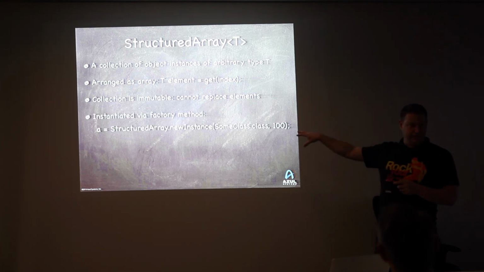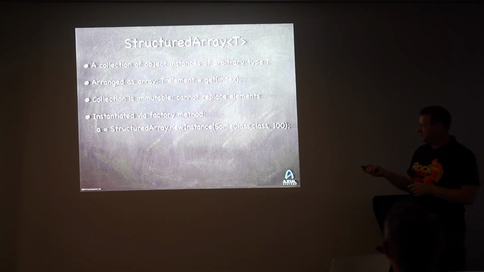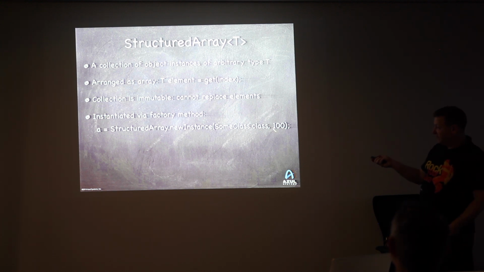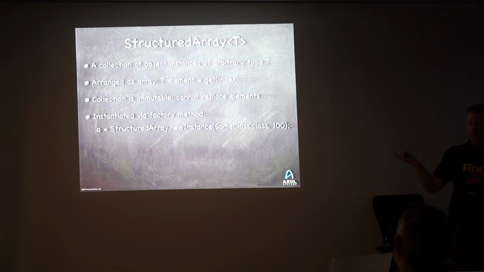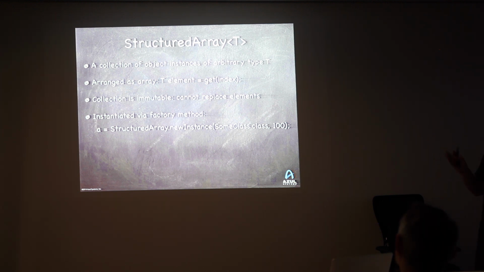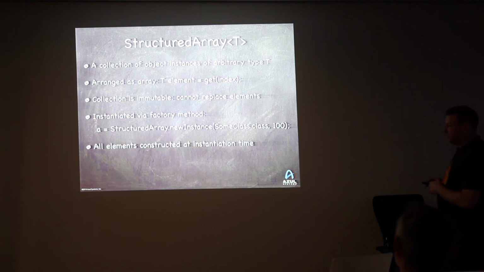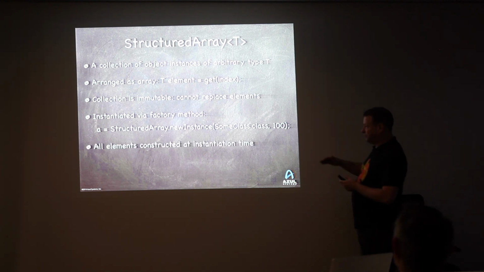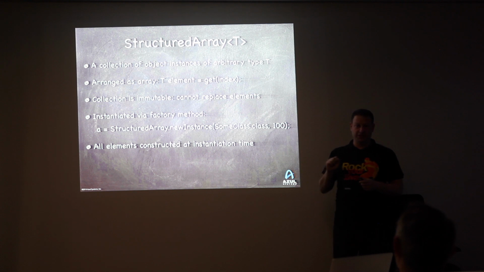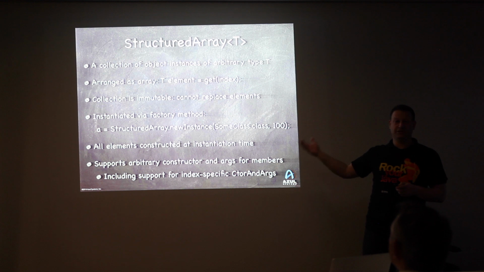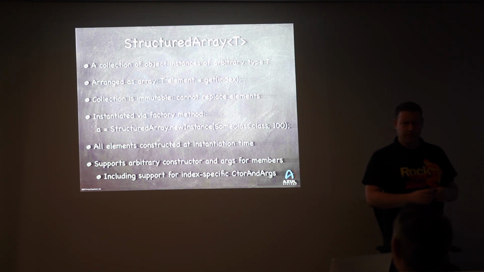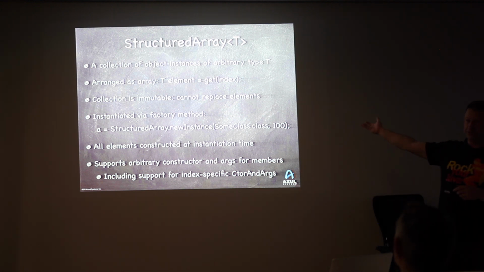You instantiate it with a factory method. This is an example. I want a structured array of length 100 with this class in it. That's the element. 100 of that. That's how I say I want one. Now, it's actually pretty elaborate because you have to construct all the elements at instantiation time. There's no later chance to do that. And as a result, there's very elaborate support for construction. This is a trivial case. If you have a default constructor and you can just do that, then fine, you're done.